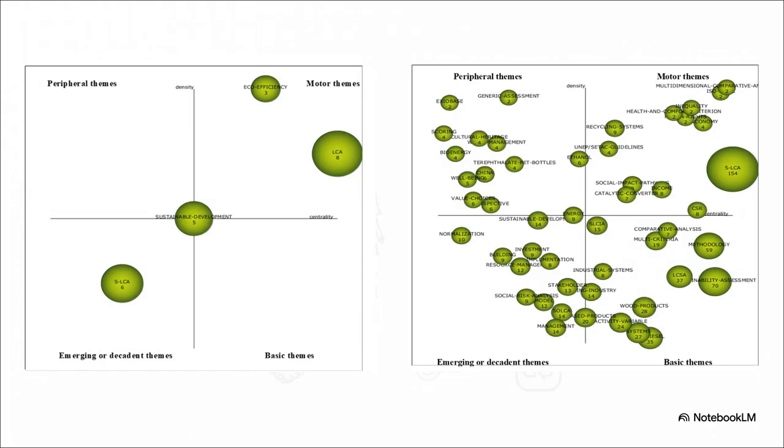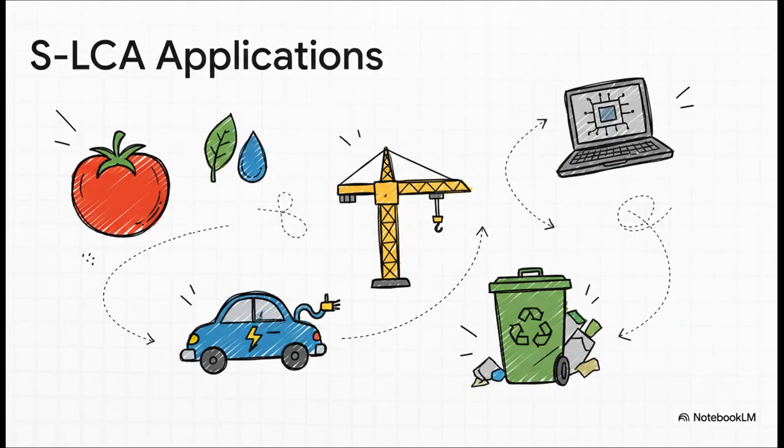These diagrams really tell the story visually. Think of it as a before and after. On the left, before the UN guidelines, SLCA was just a small emerging idea. But look at the picture on the right after the guidelines. It became what researchers call a motor theme. Basically, it went from a niche topic to a central, powerful engine that is now driving the entire field of sustainability science forward.